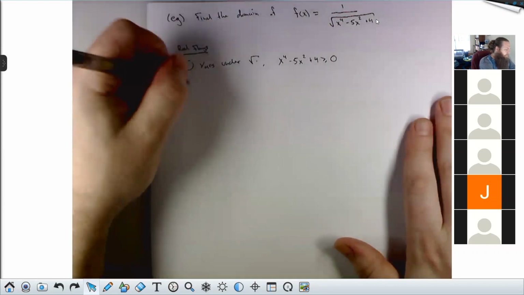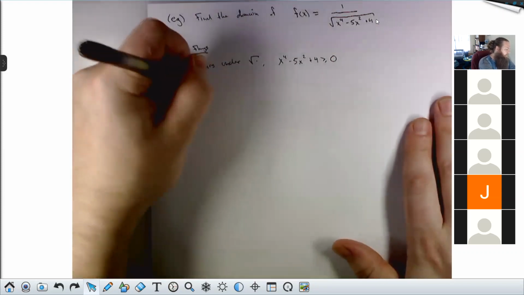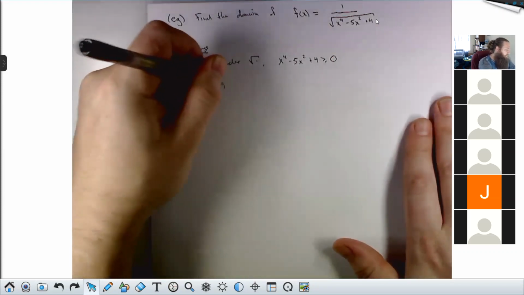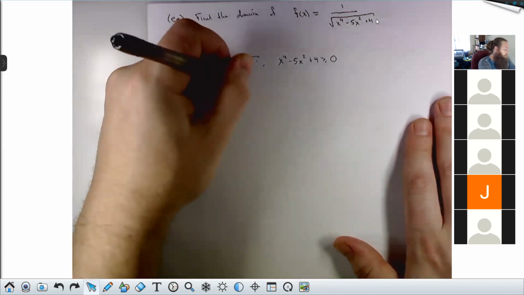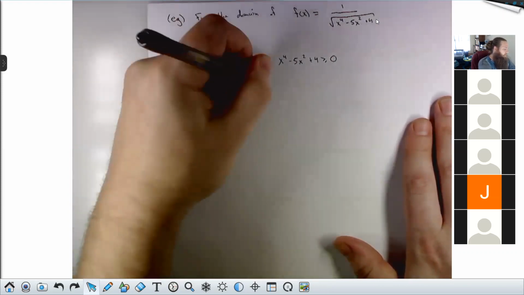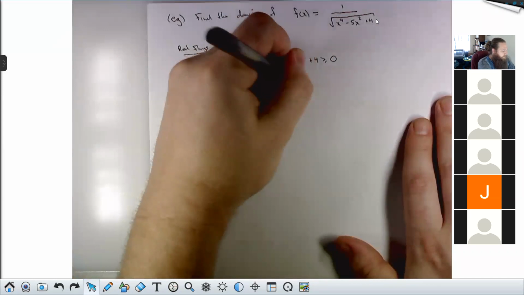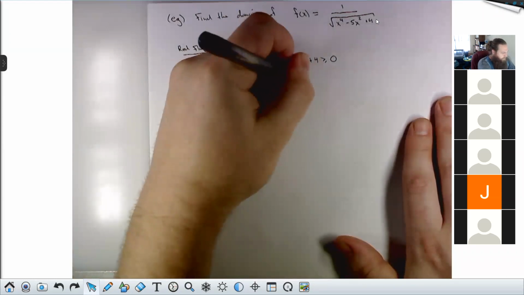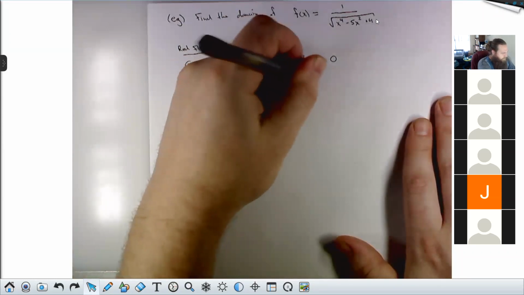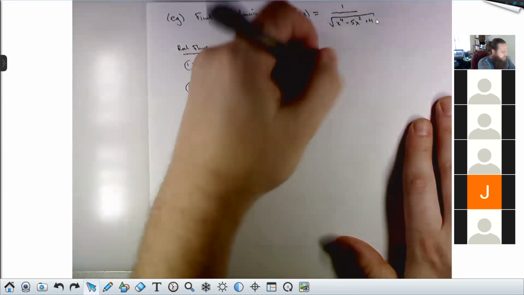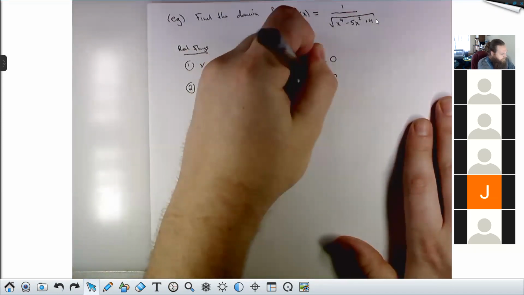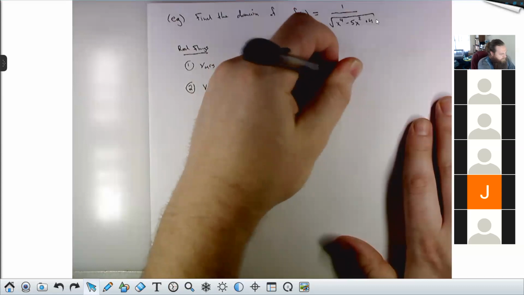And the other thing is we've got variables downstairs, variables in the denominator. So I need the whole thing, the downstairs here, square root of x to the 4 minus 5x squared plus 4, I need that apparatus to not be 0.